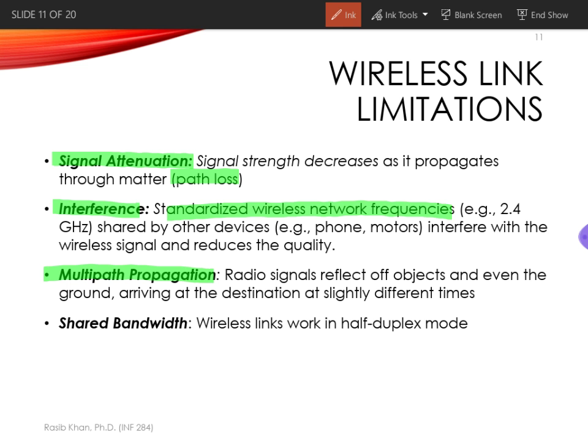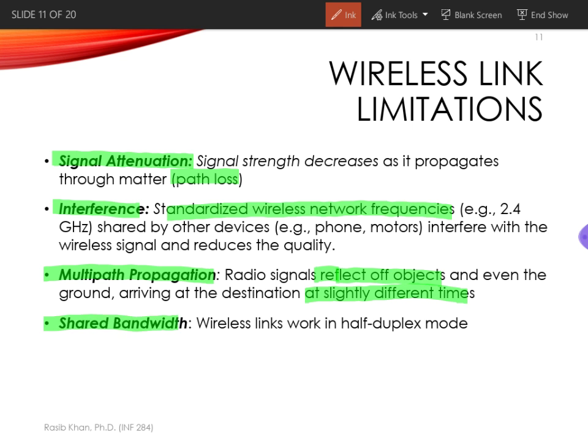So in the process of multipath propagation, the signal reflects off multiple objects, bounces off the ground, and gets stopped by some objects, such as a concrete wall in the middle, and the waves arrive at the destination at slightly different times. So the waves which travel from the source to the destination come through different paths. Some are weaker and some are stronger based on how each of these waves traveled.